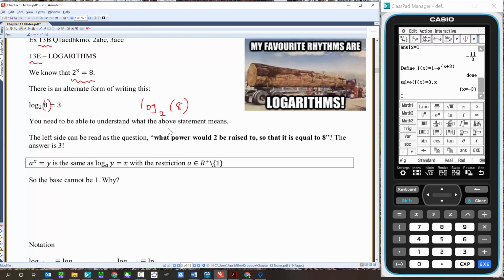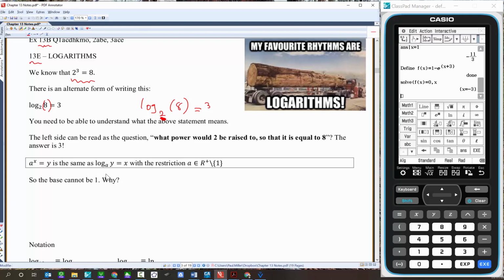Okay, so the question is, what power would 2 be raised to, the base of the log here? What would it be raised to so that it equals 8? The answer? It's 3. So 2 would be raised to 3 to make 8. Alright, so note that a^x = y is exactly the same as log_a y = x, where a is an element of all real positives, not including 1.